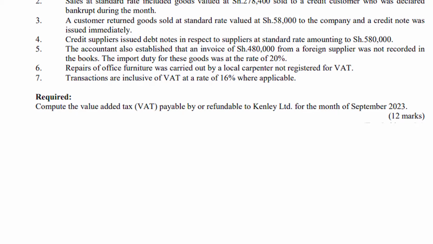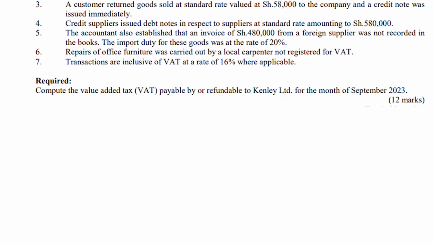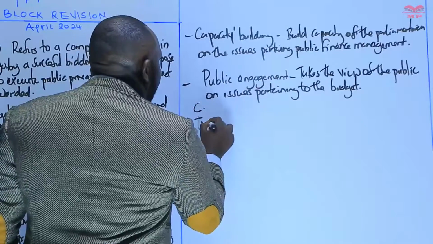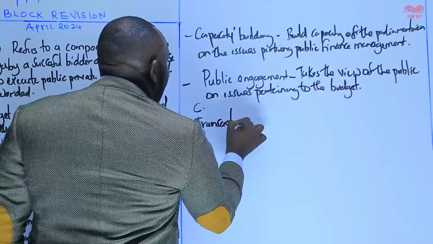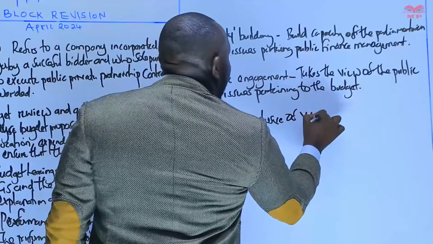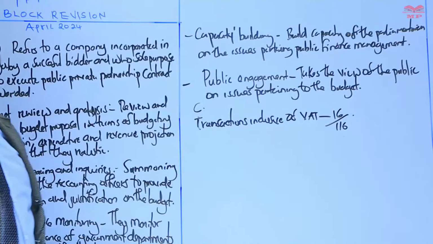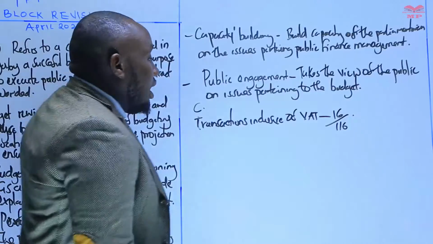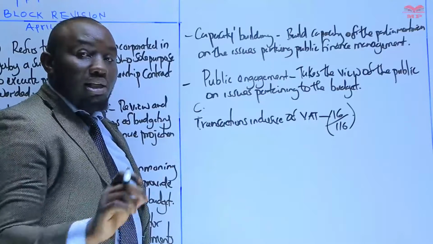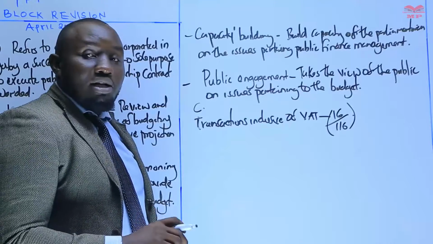Then we have, from there, transactions are inclusive of VAT, meaning VAT is already charged. So what do we apply when you're told transactions are inclusive of VAT? When they say inclusive of VAT, we have it as 16 over 116. Very important, this point is normally not captured, but you can have all the analysis as pertaining to the equation, but if that point is not properly spelled out, then the whole concept becomes null.